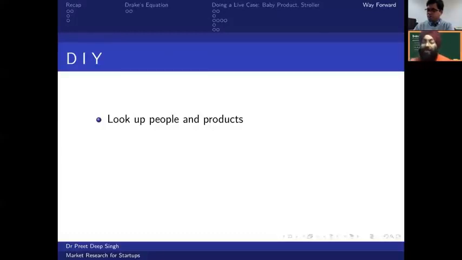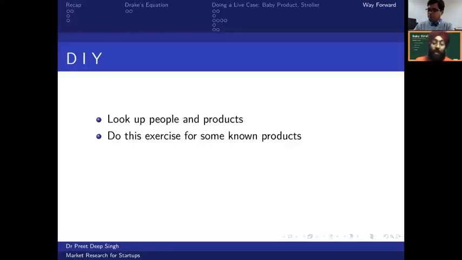Second, look up people who would know things. You would be surprised. The ecosystem is more than happy, very willing to provide things to you for free. They were willing to provide lectures, willing to provide knowledge, information, guidance, resources for free, right? Do this exercise for some known products. That is the best way to learn.